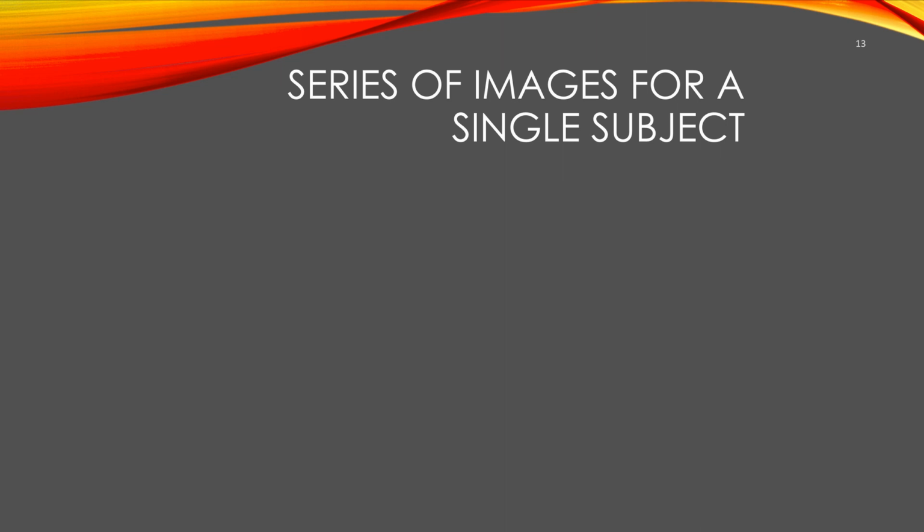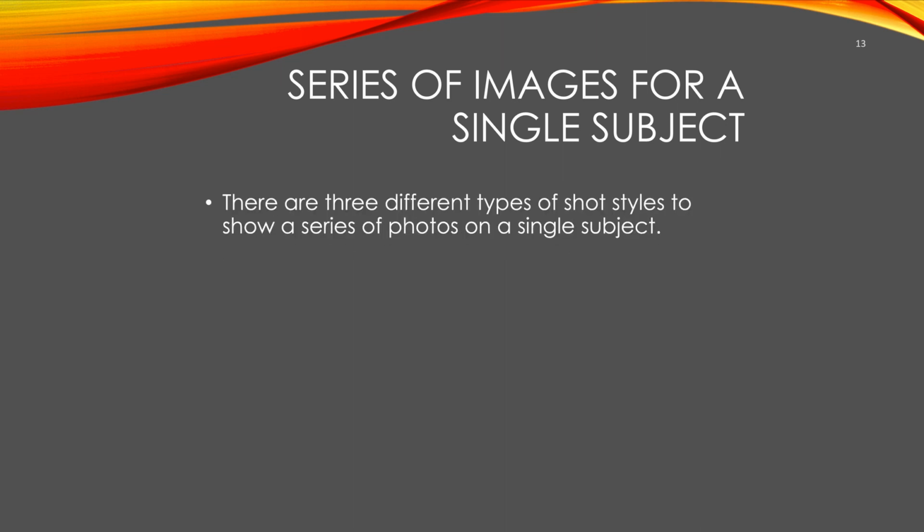Now, shooting images for a single subject, there are three different types of shot styles to show a series of photos for a subject. These are styles that we use to examine a single subject. Context or establishing shot. And then we have a relationship shot or shots, there can be a number of them. And we have a detail shot or detail shots, a number of them too. So let's look at each one of these.